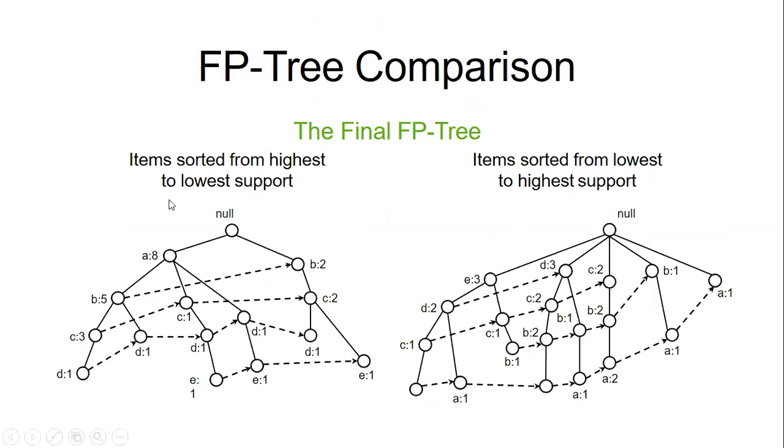So if you see, this is the tree we constructed using the support count from highest to lowest, that is, in decreasing order. Yes or no? Suppose you take it in reverse order, that is, lowest to highest, then the tree looks like this. So it is better to go for this one. We move on to the next step.